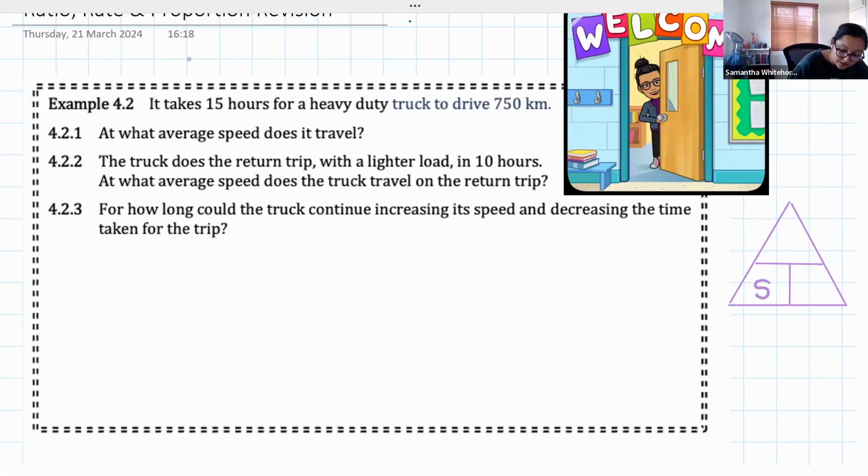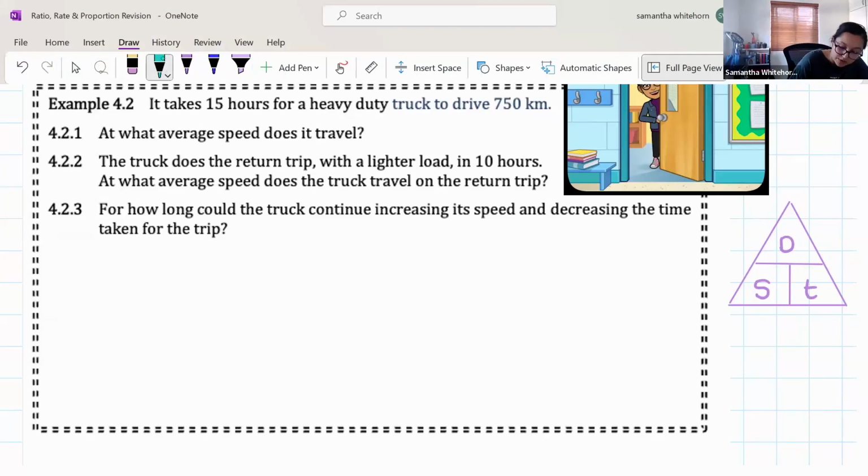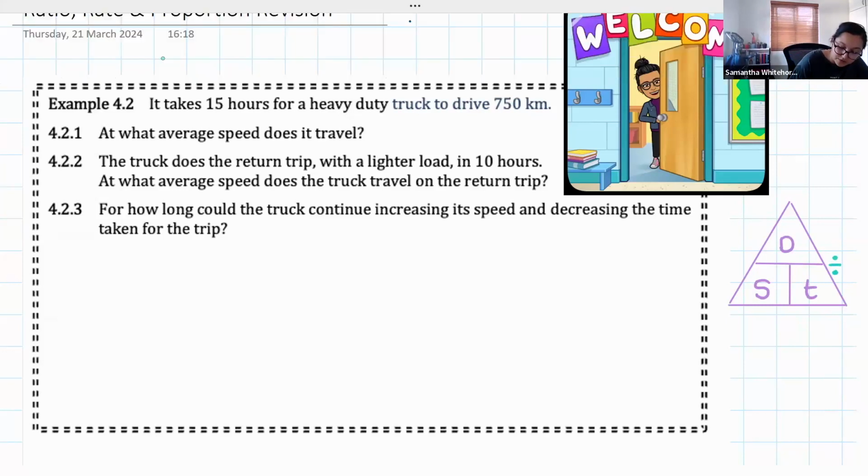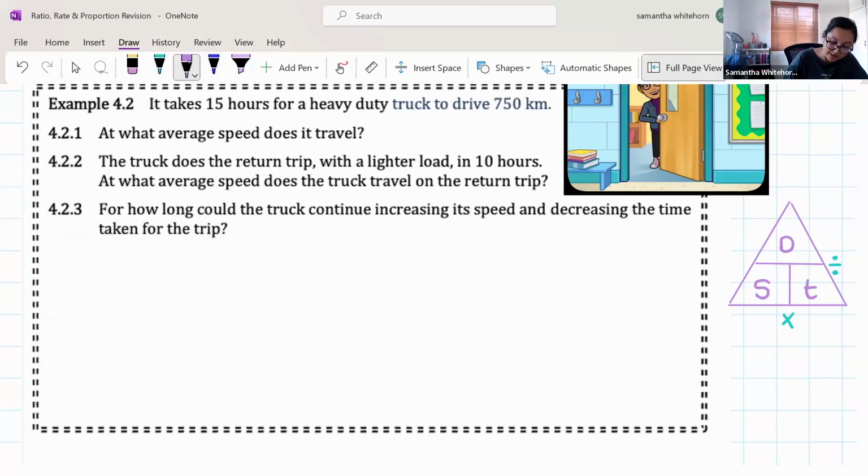So speed is equal to distance over time. This horizontal line in the middle represents division, and this vertical line down at the bottom represents multiplication. Okay, I see some answers coming through on the chat. That's awesome. I am going to get there.